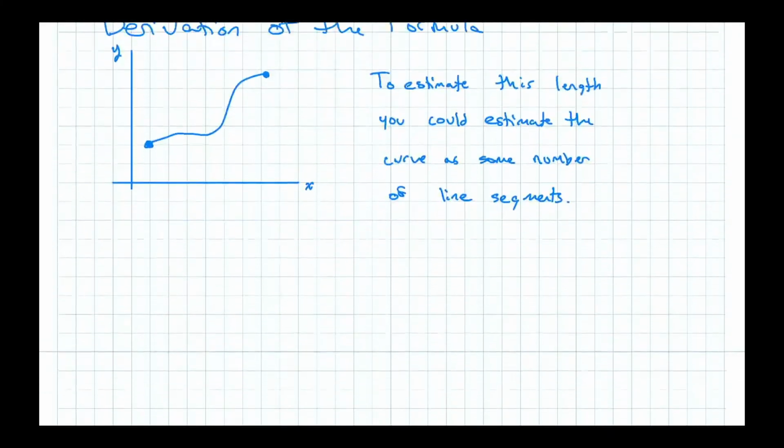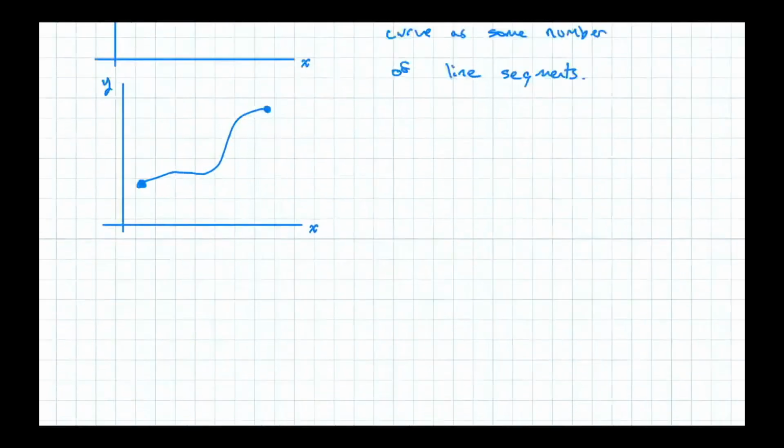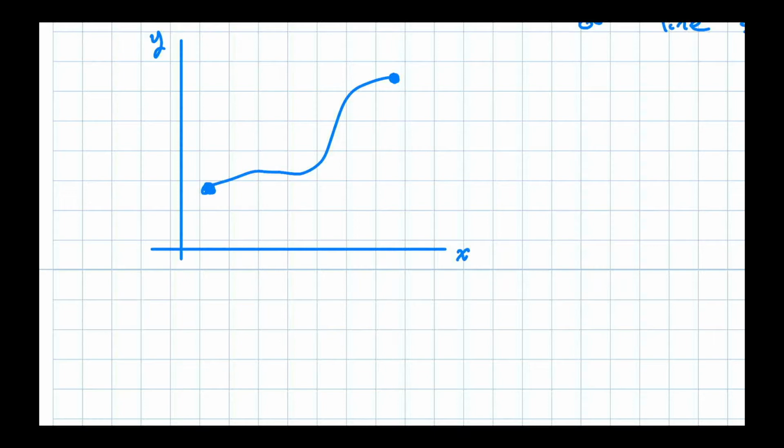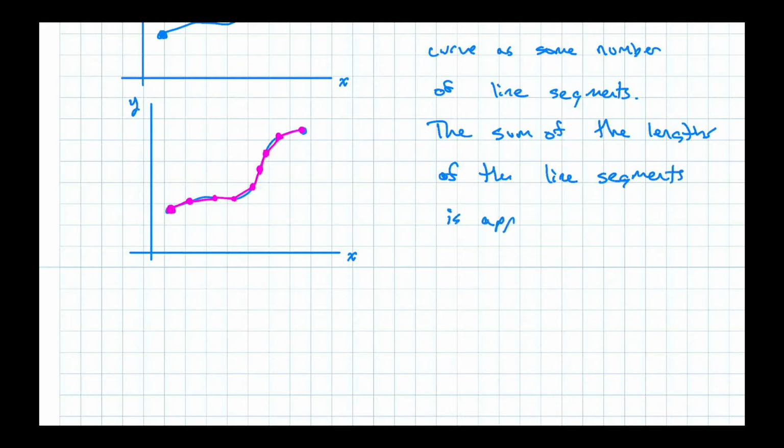Now, what would that look like? Well, what that would look like is if we took this curve here, duplicated it like this, and instead of what we have here, we put just a bunch of little tiny straight lines like that. If we did that, then the sum of the line segments would be approximately the sum we were looking for. The sum of the length of the line segments is approximately what we want.